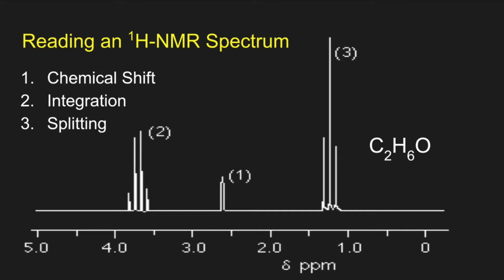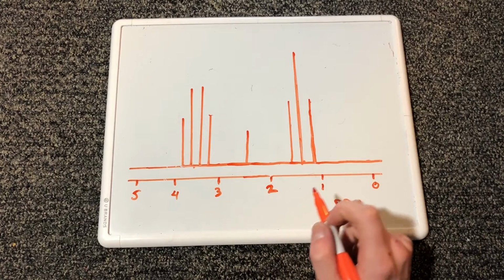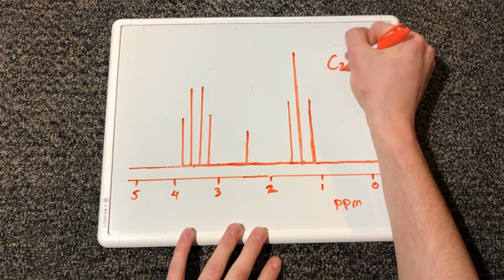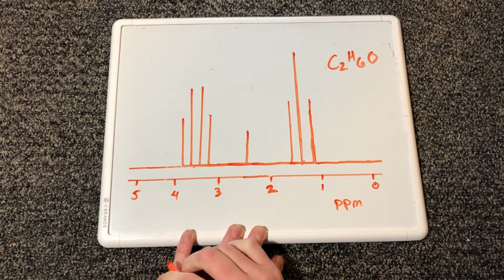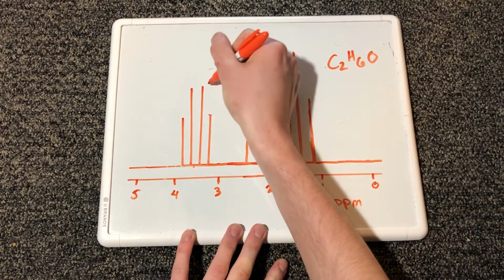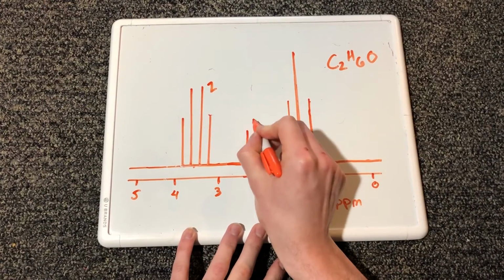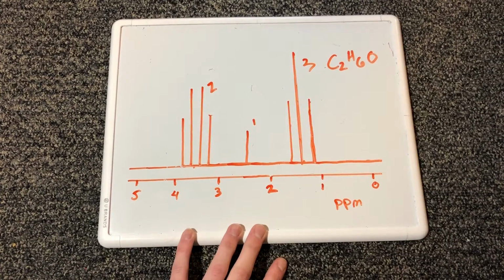Both ethanol and dimethyl ether have the same chemical formula, C2H6O. So let's look at a specific spectrum and determine whether it corresponds with ethanol or dimethyl ether. So here we have the same NMR spectrum as before, and we know that it corresponds with a molecule with the formula C2H6O. But we don't know its structure yet. So let's start by looking at integration. We know that these leftmost peaks are integrated to 2, this peak is integrated to 1, and these peaks are integrated to 3. Next we can look at splitting.